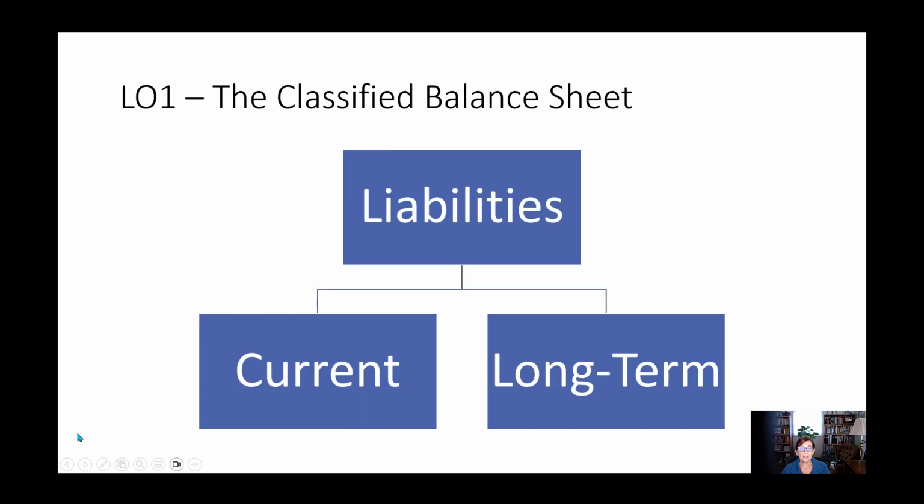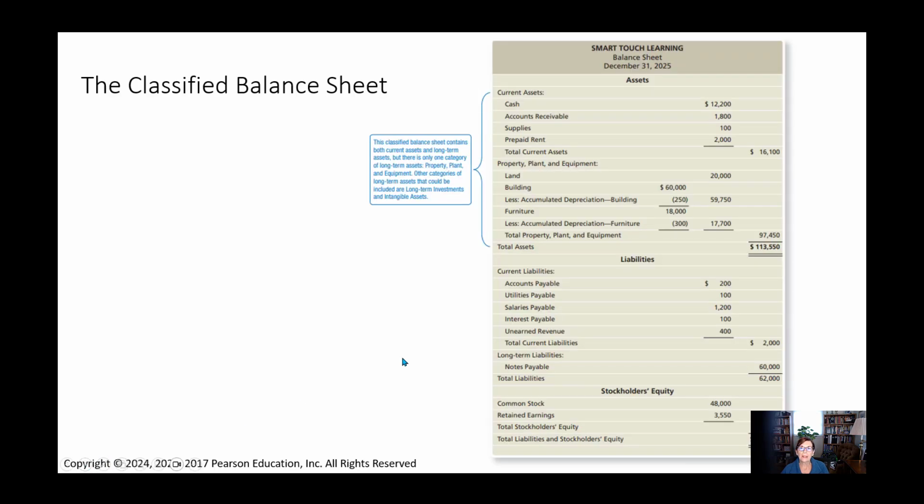Now, our liabilities are also classified in current and long-term, but there's no other classifications. It's only current and long-term. So current liabilities are liabilities that the company has to pay or discharge within a year. So things like accounts payable. Long-term liabilities are liabilities that will be due in more than a year. All right, let's look at a classified balance sheet.